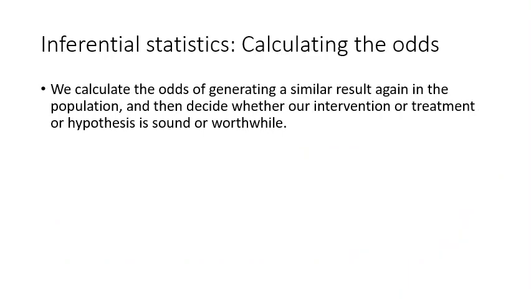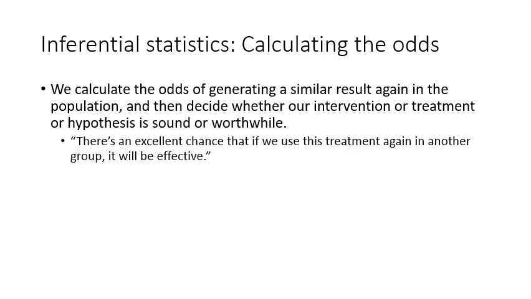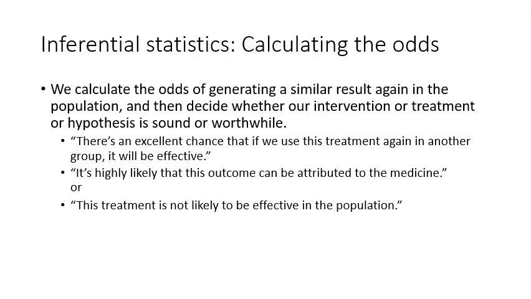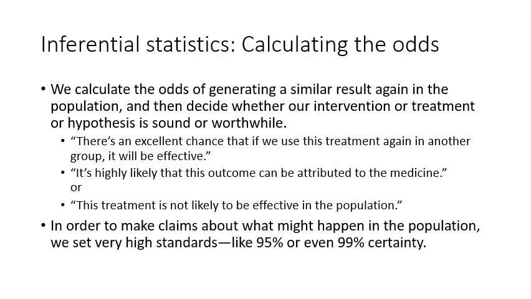In inferential statistics, we are just calculating the odds of getting a similar result again in the population, and then deciding whether our treatment is worthwhile. But we're just calculating odds. For example, we might conclude after a statistical test, there's an excellent chance that if we use this treatment again in another group, it will be effective. Or it's highly likely this outcome can be attributed to the medicine. Or this treatment isn't likely to be effective in the population.